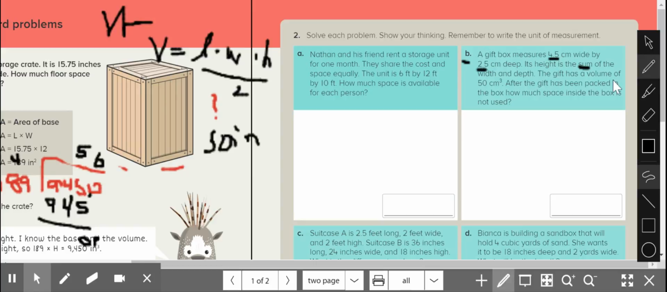Then the gift has a volume of 50 centimeters cubed. After the gift has been packed in the box, how much space inside the box is not used? That is a fantastic question. We're going to be subtracting this number minus whatever the volume is that we come up with from up above.